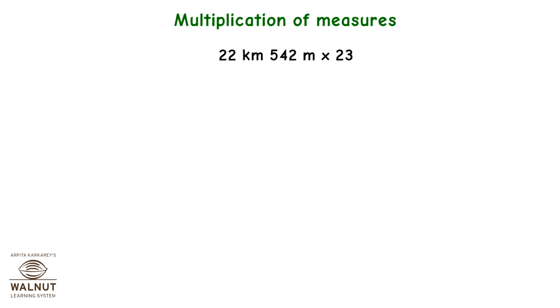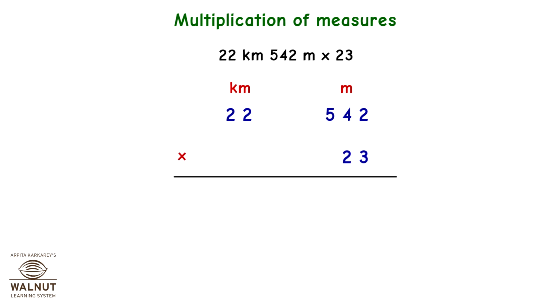22 kilometers and 542 meters into 23. We write the units. Below that we write the measures. Then we get ready to multiply. Once we are done with the multiplication, look at the unit under meters. We can see that we have to adjust it.